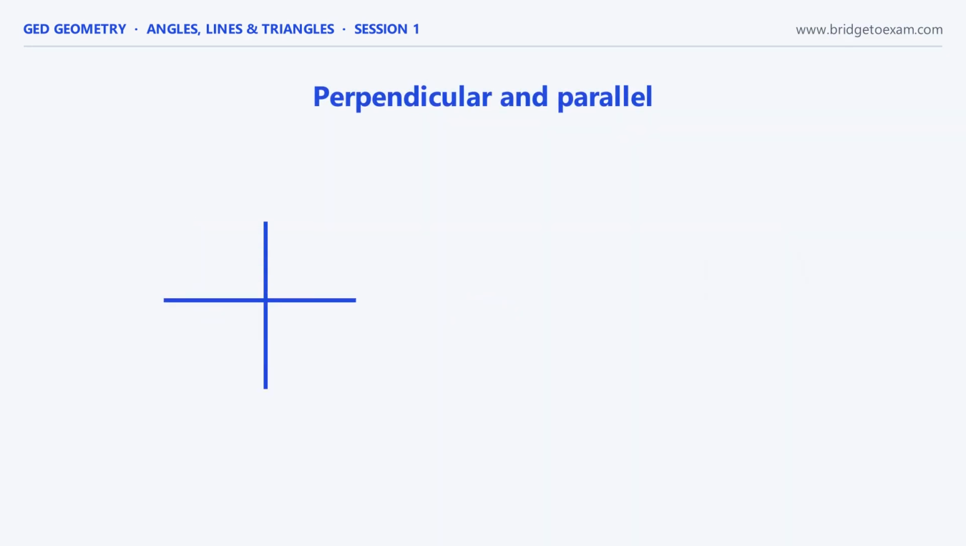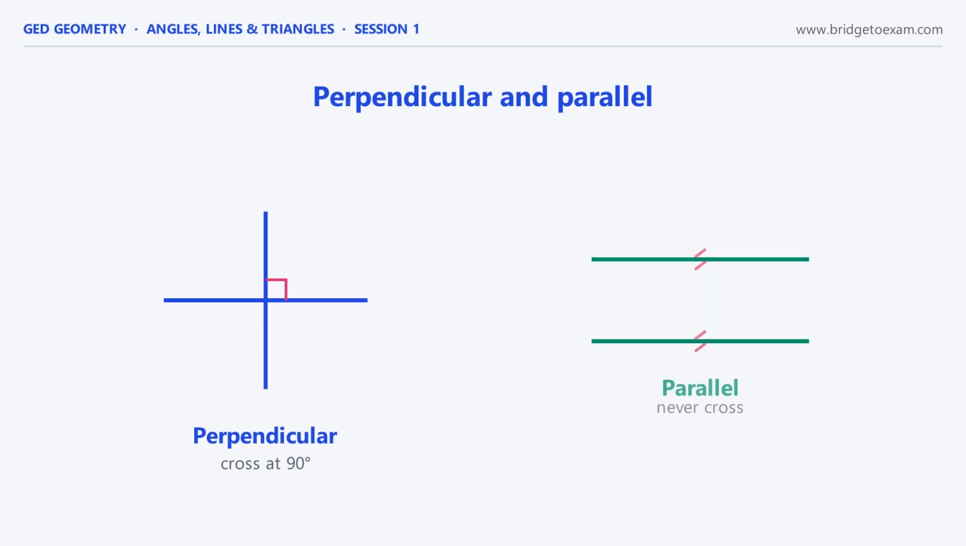2 special relationships between lines come up again and again on the GED. When 2 lines cross at a 90-degree angle, we say they are perpendicular. Think of the corner of a book or the corner of a window, a clean square corner. When 2 lines never cross, staying exactly the same distance apart forever, we say they are parallel. Think of railroad tracks running side by side. We show parallel lines with matching little arrow marks, so you can spot them at a glance.